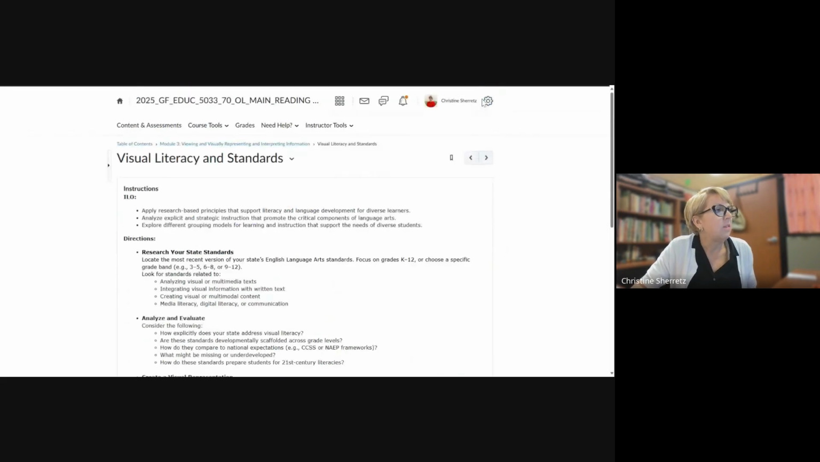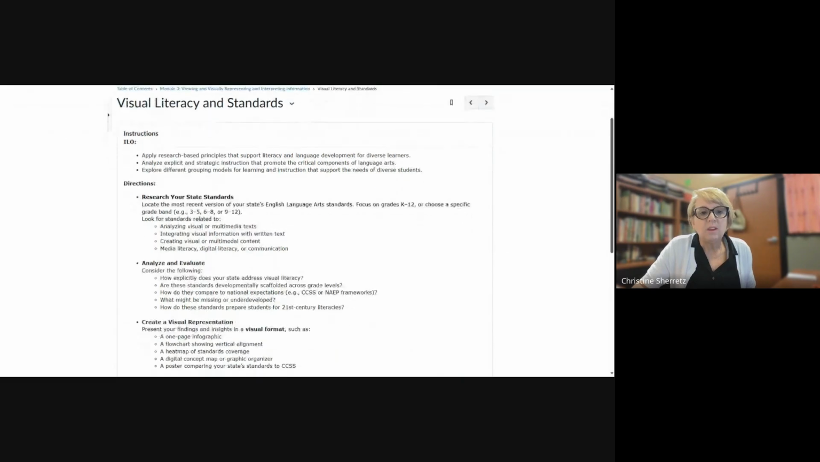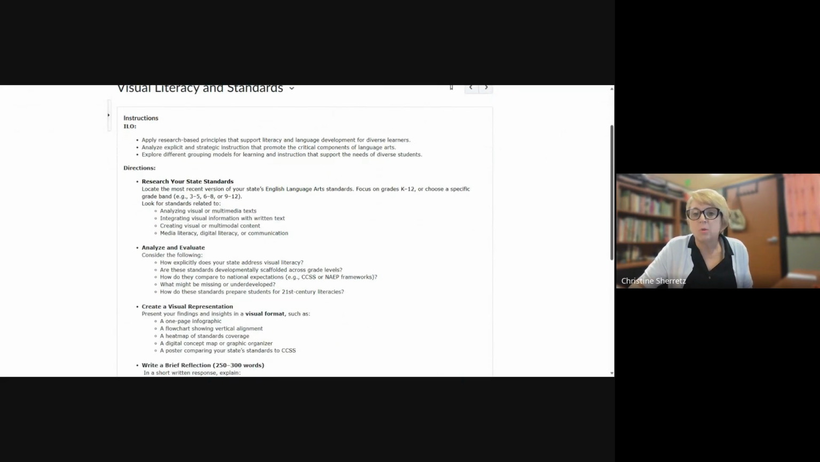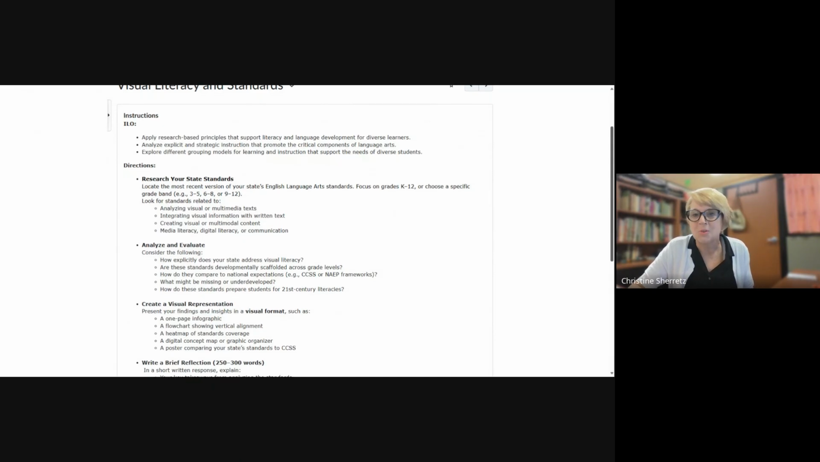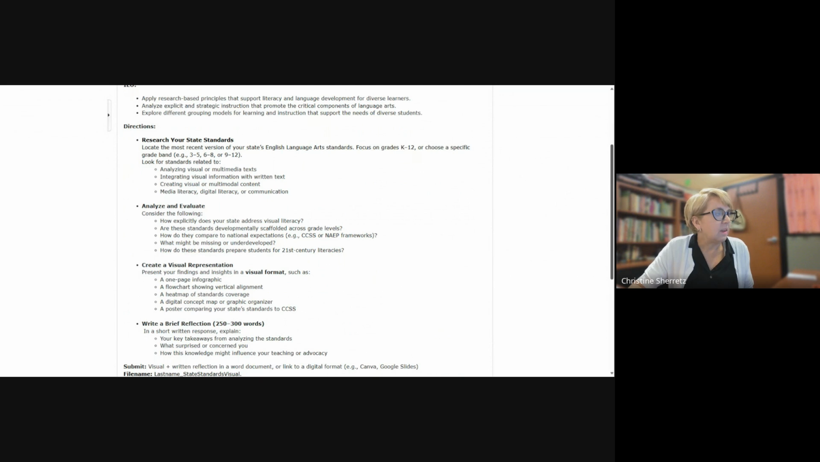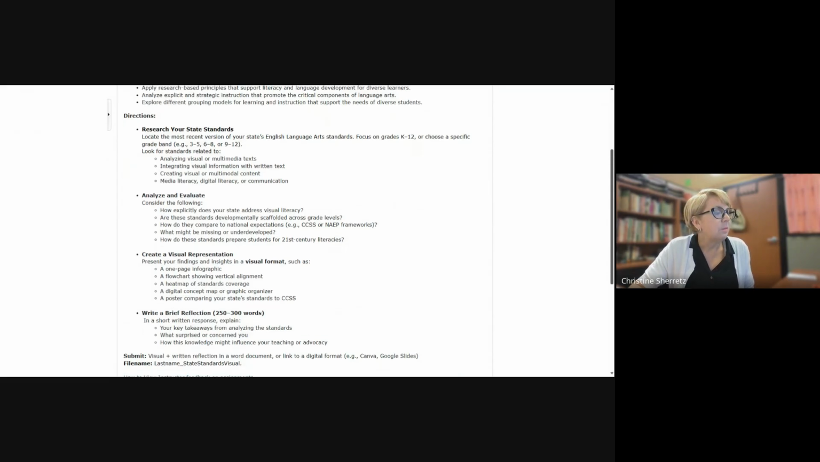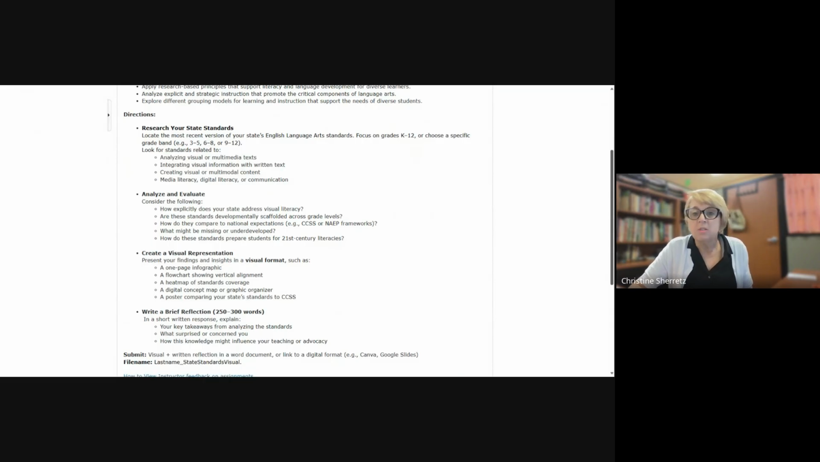The other assignment that you have due is you need to investigate the standards in the state that you're in. So it could be the Common Core standards, it could be Florida B.E.S.T. standards, whatever state that you're in. I know some of you are in a foreign country, you can look at those visual and viewing standards where you teach. Analyze those. How explicitly does the state address visual standards? Are they developmentally scaffolded? Those are some of the things I want you to consider. Are they underdeveloped? Do they prepare students for 2025 and beyond?